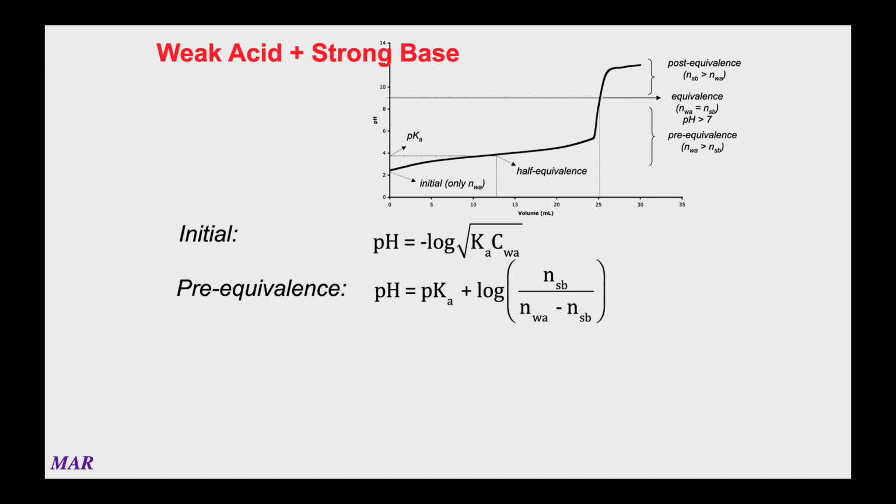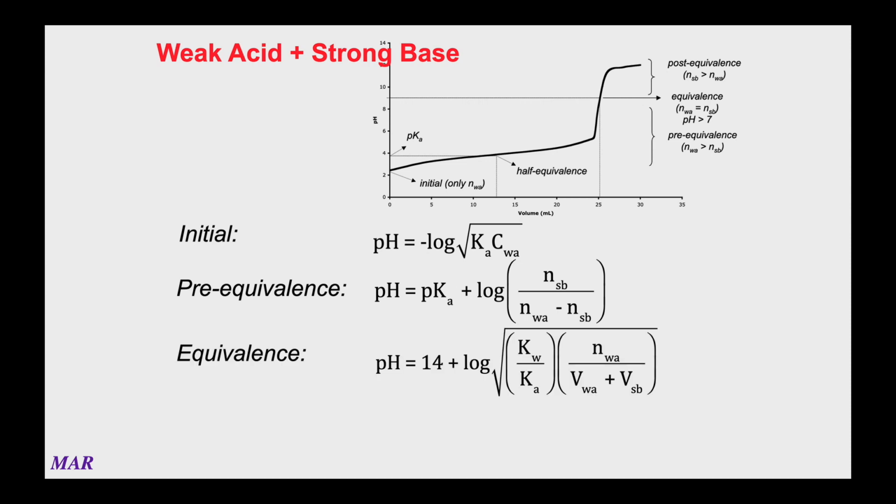This is an awesome equation to calculate the pH of these pre-equivalence region areas. You have to know pKa, which is minus log of Ka. NSB will be determined by the volume. Remember, volume times concentration is moles. NWA is the moles of weak acid. It hasn't changed since the problem began either. Pretty cool way to find the pre-equivalence pH.